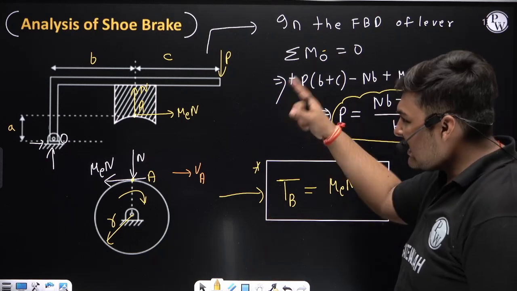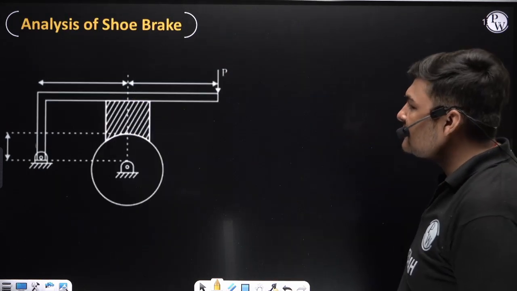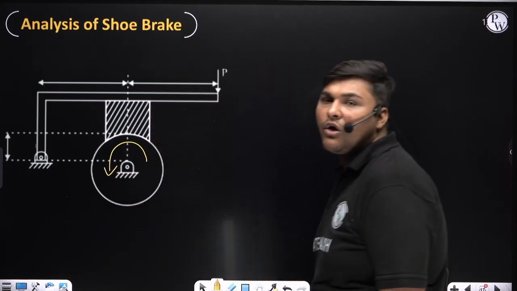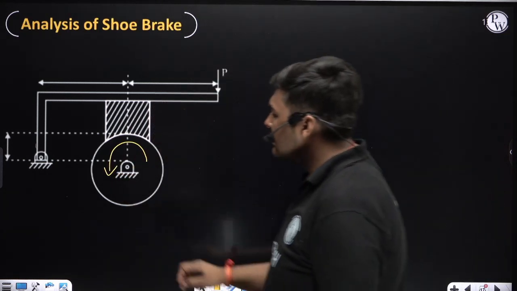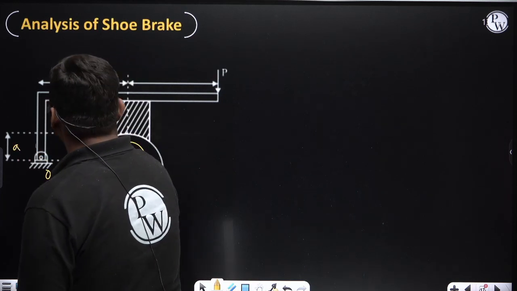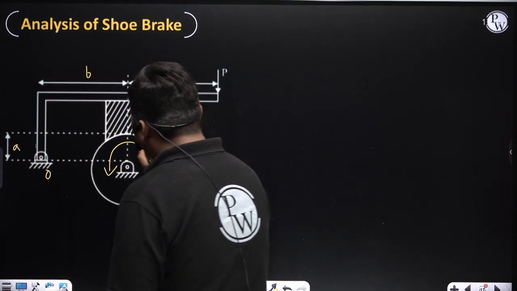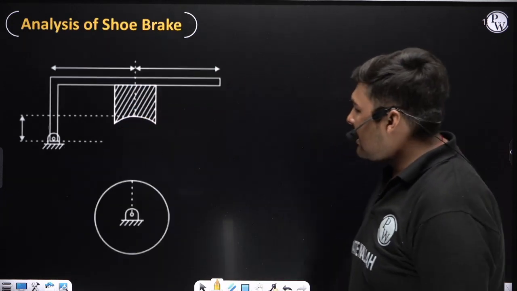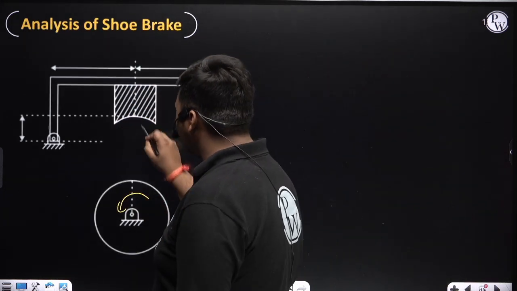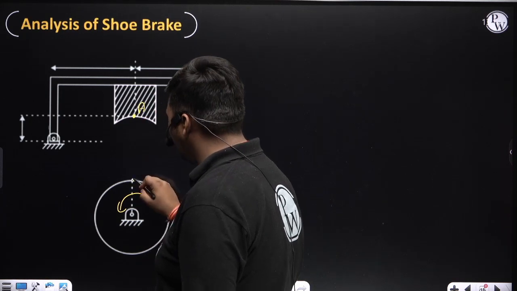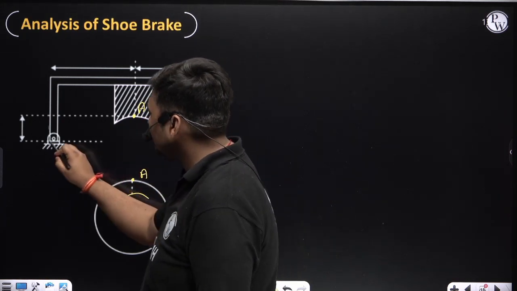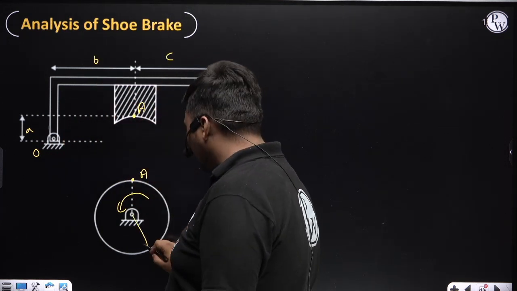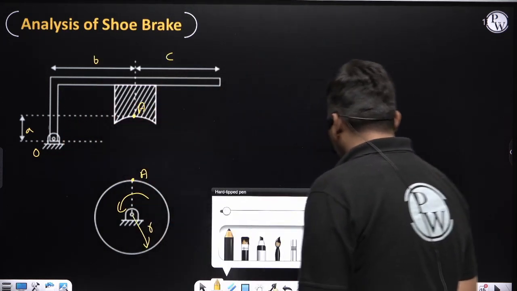Okay, to explain this again, I am taking one more case. In this case the diagram is the same, but I am considering the drum rotating anti-clockwise instead of clockwise. This is the fulcrum O, this distance is A, this distance is B, this distance is C. I am replacing this whole contact region with a single contact point A, which is the midpoint of this contact region. The radius of the drum is R, and the drum is rotating anti-clockwise.